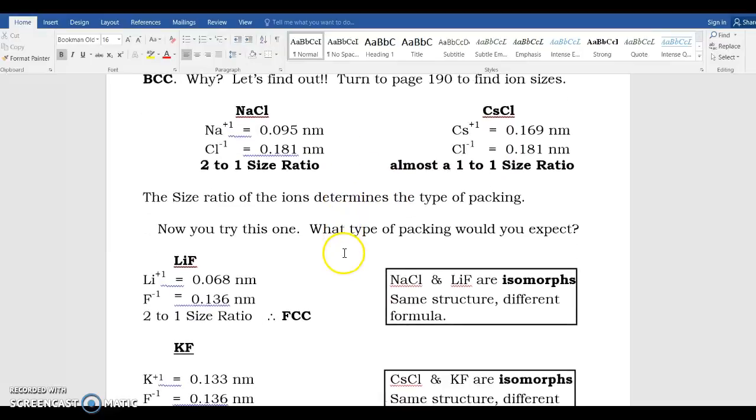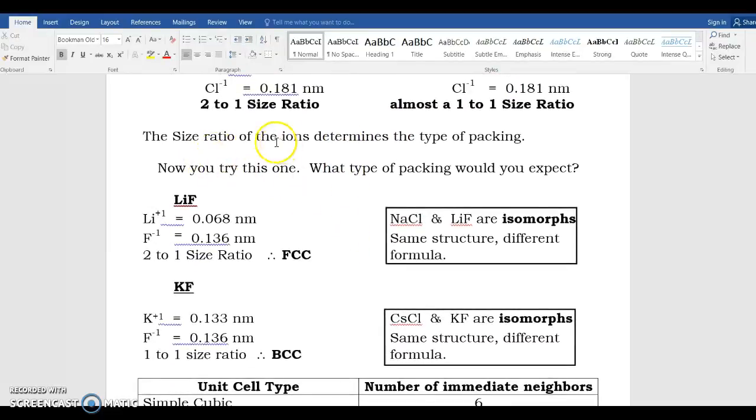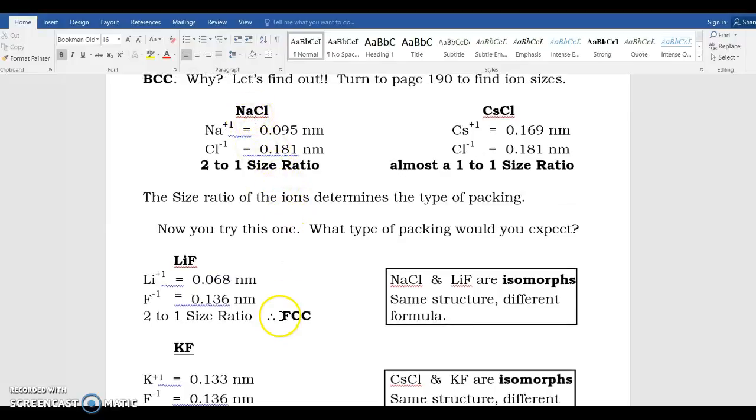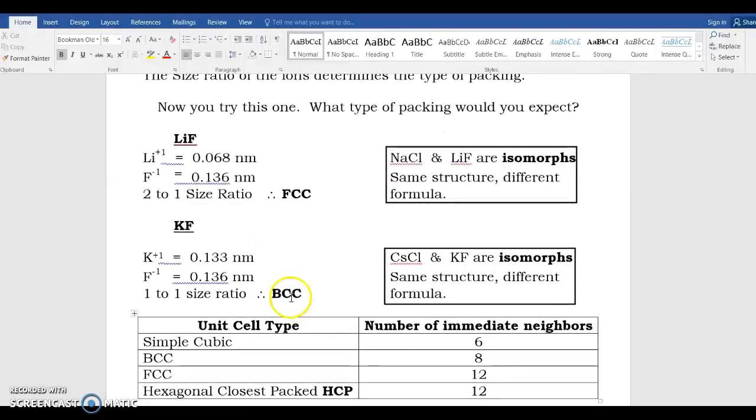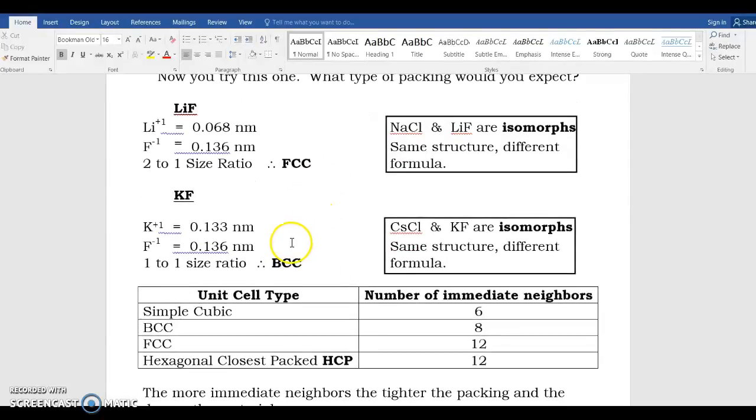And so what they've determined, it says the size ratio of the ions determines the type of packing. So here, you can see this is a 2 to 1 ratio, just like the NaCl, and so it would be face-centered. And then this right here, the potassium fluoride, is nearly 1 to 1, so it'd be body-centered. And we'll go more over those. We'll have more visual aids in class. But that's pretty much the idea.